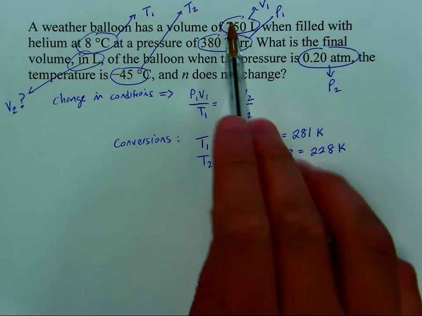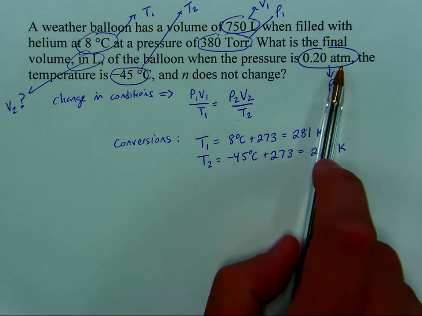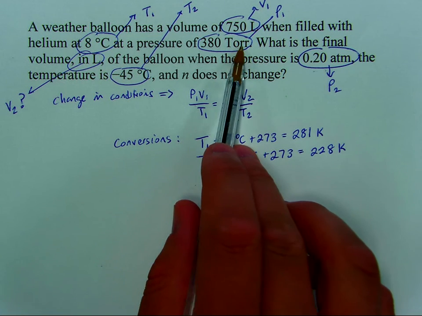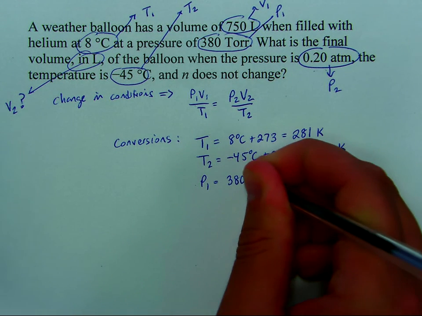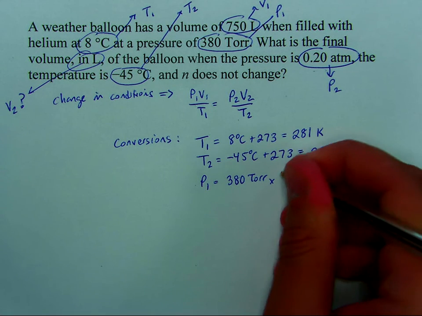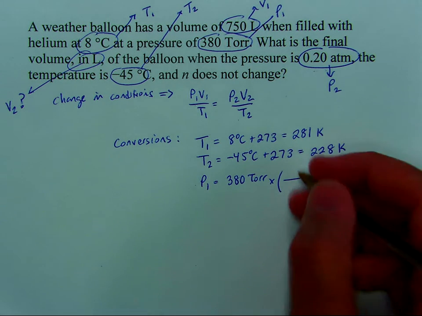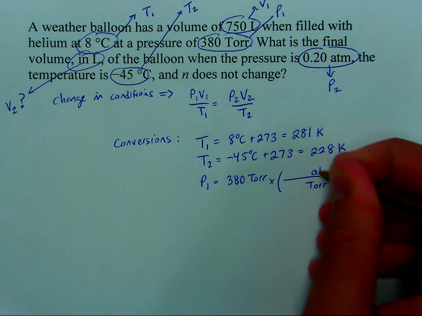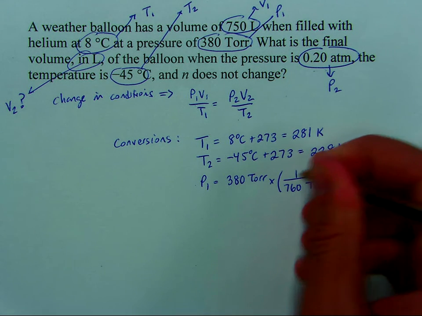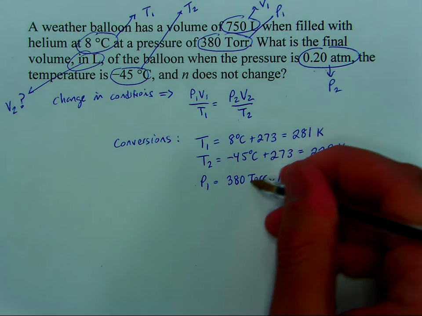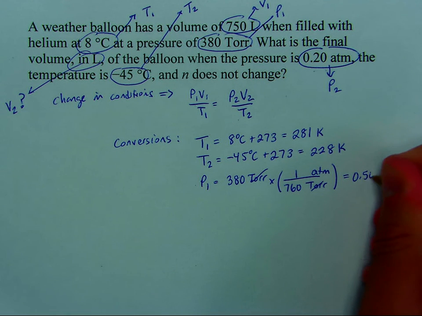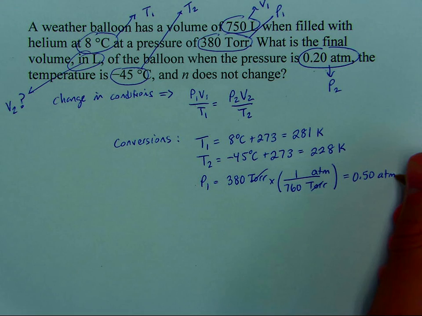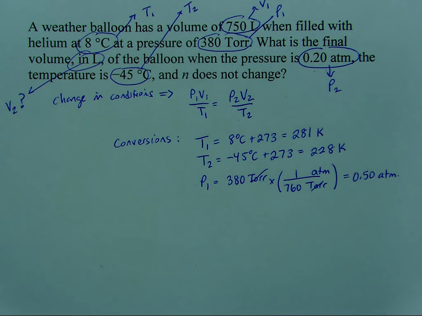I chose to convert P1 into the same units as P2 because I like the units of atmospheres. You could do it the other way around. You just have to make sure they're the same units. So P1 is equal to 380 torr. I can change the units by multiplying by a conversion factor, which I can look up: there's 760 torr in one atmosphere. This will cancel our torr and leave us in units of atmospheres. Going through this, you get 0.50 atmospheres for P1. Now we're ready to plug in, our units are all going to work out, and we can get our final answer.